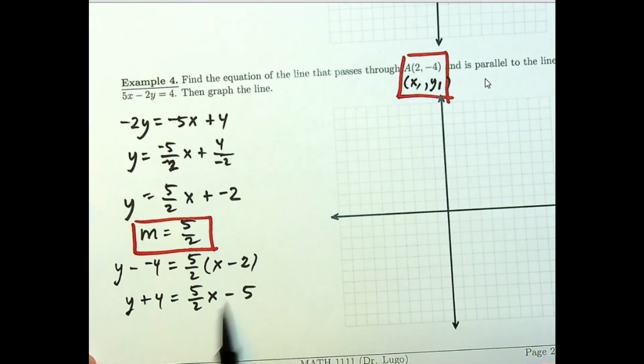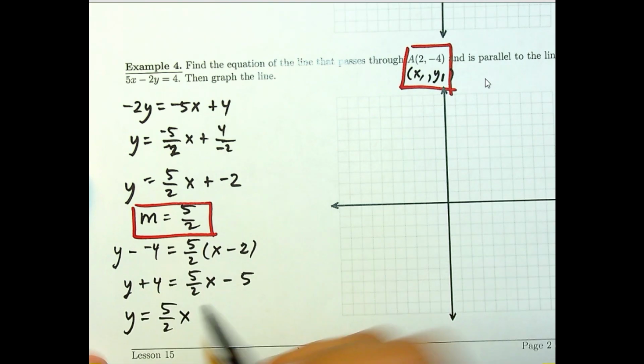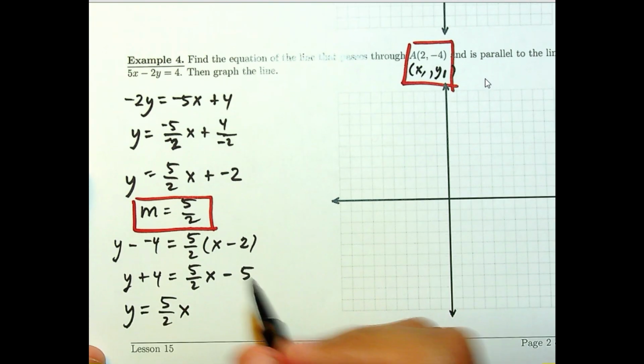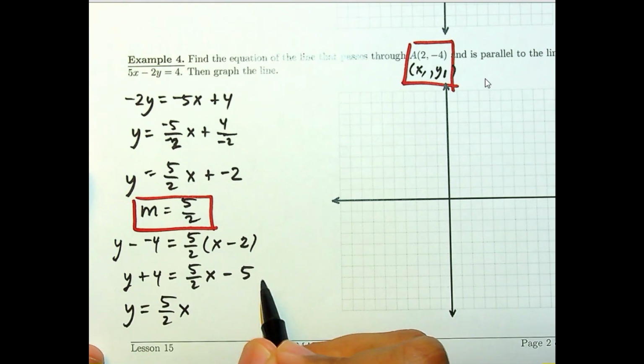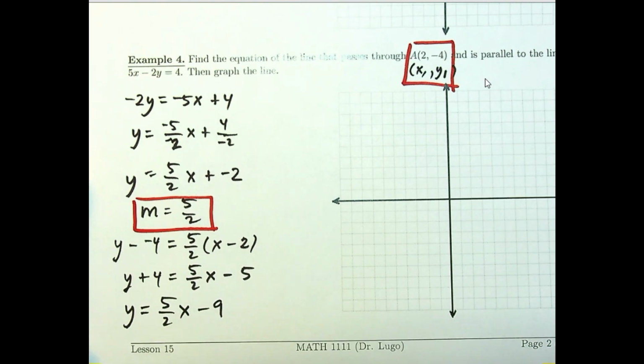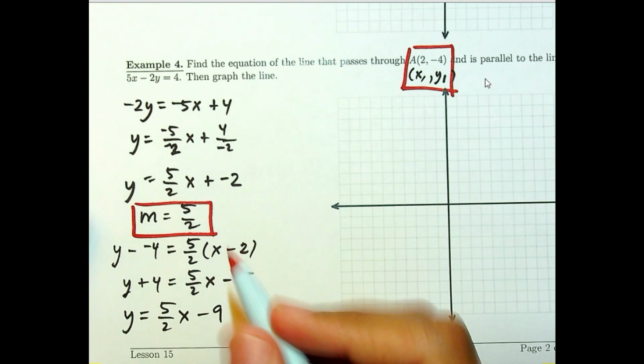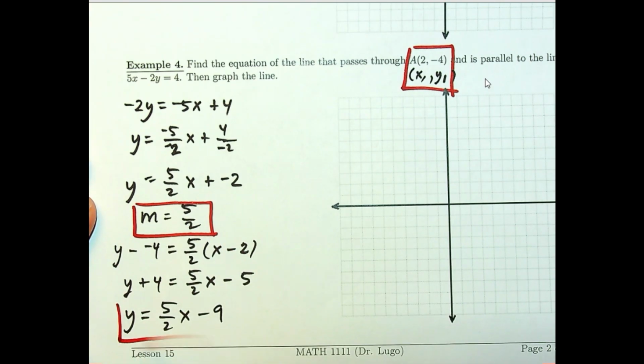And now move the 4 to the other side. You're going to get y equals 5 halves x, and then when you move the 4 to the other side, it becomes negative. So negative 5 minus 4 is negative 9. And that is the equation of the line that we're looking for, that we're going to work with.